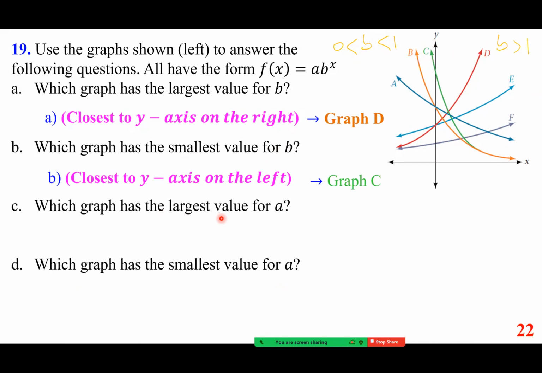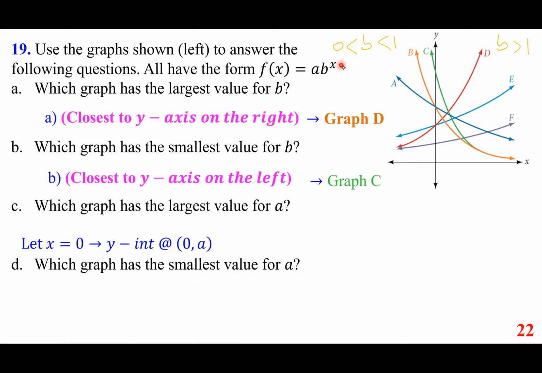Which of them has the largest value of A? Which of them has the smallest value of A? We are looking at this, okay? If we let X be 0, then B to the power of 0 is 1. And therefore, we are looking at 0, comma A, which is the y-intercept.